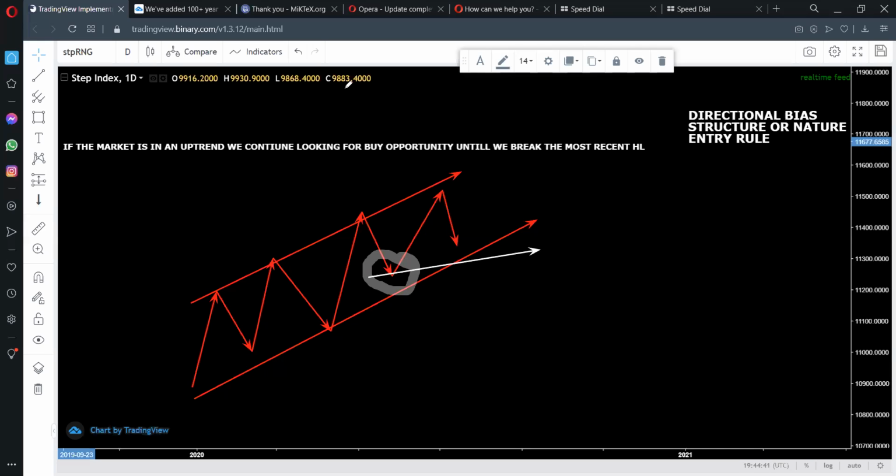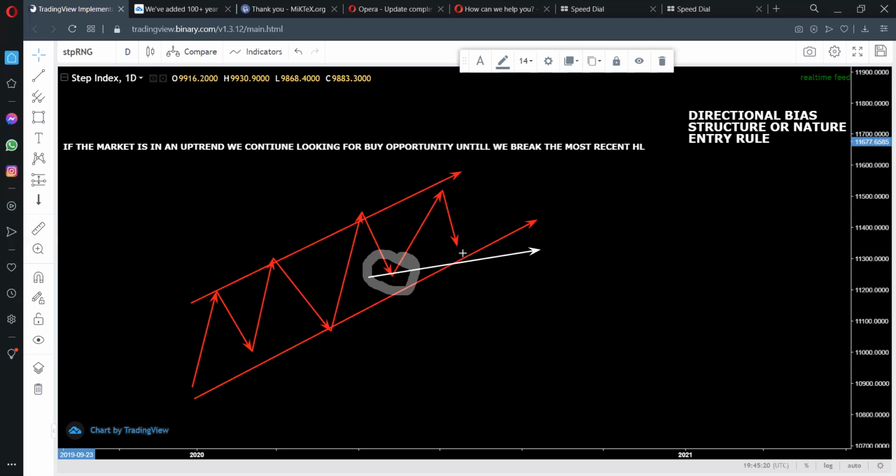So if you want to look for sell opportunity, you must wait for the recent higher low to break out before looking for selling opportunity. The reason we wait for that to break out is that the characteristic of an uptrend is higher highs and higher lows, and the characteristic of a downtrend is lower lows and lower highs.